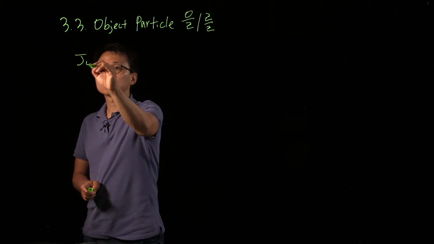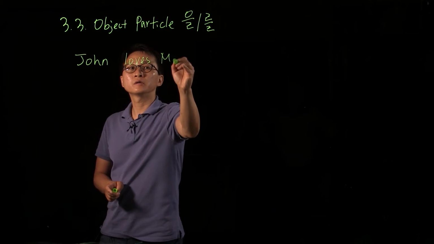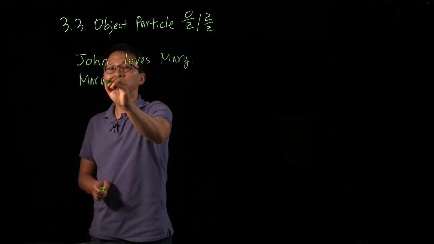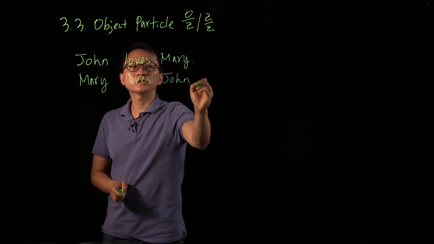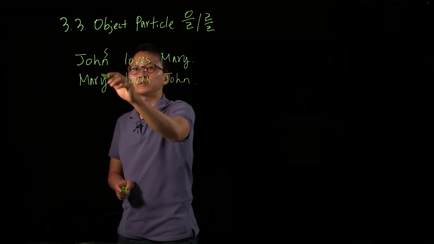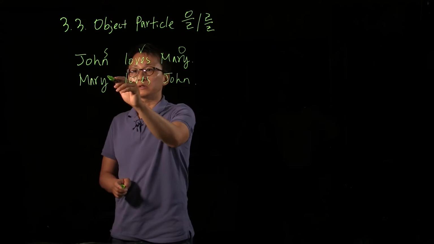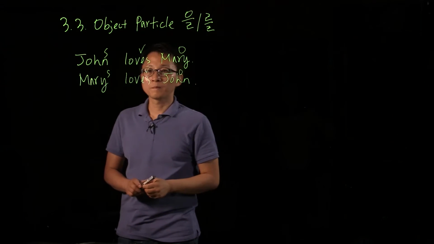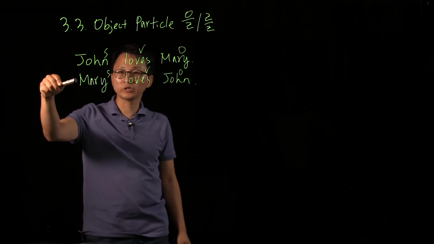Like John loves Mary, and Mary loves John. So in the first sentence, John is the subject and verb and object, right? And Mary is the subject here, verb, object. So the two sentences, first sentence, John is the subject here, Mary is the subject.